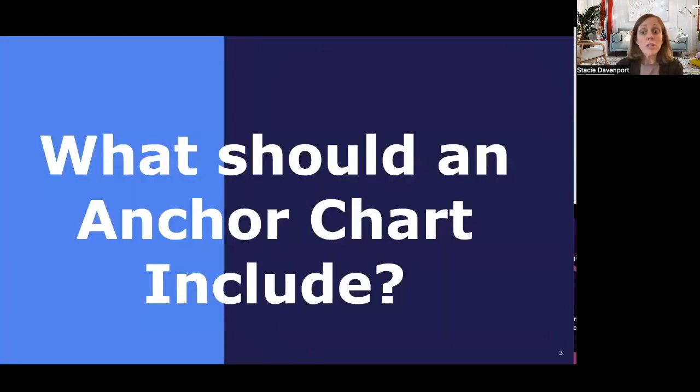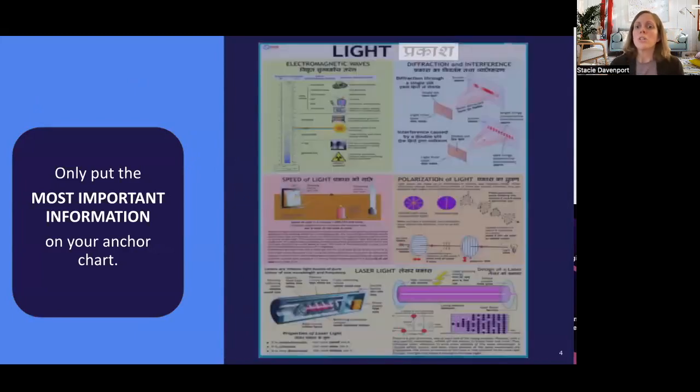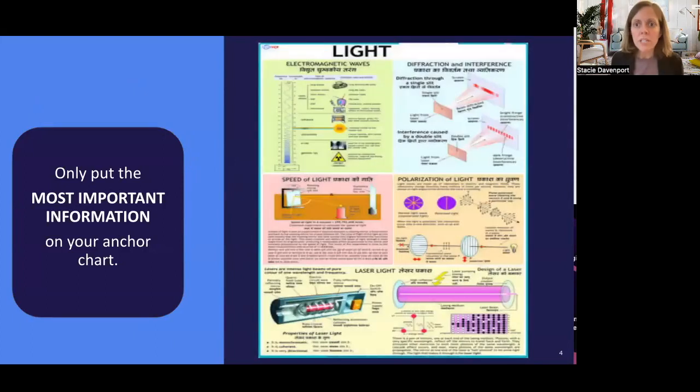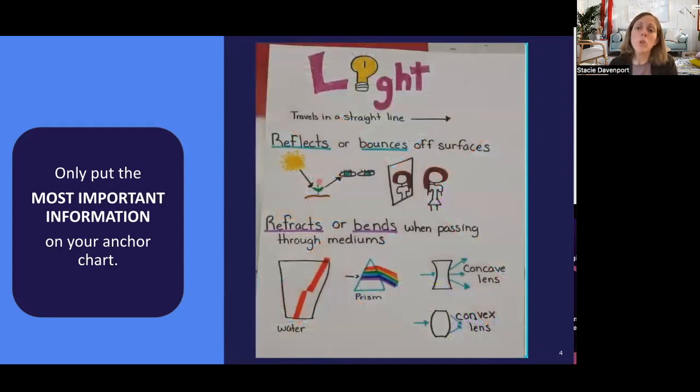What should an anchor chart include? I would say only the most important information should be on your anchor chart. So if we have an anchor chart like this, in a lot of places when I go around to the classrooms, a lot of science classes have something that looks like this. And this is too small for the kids to be able to read. They're not going to be able to really understand. If these were blown up and shown differently, you definitely want to have pictures, and you want to have examples, but you can't have too much on one chart. So I would say this is not your best example. But this one, if you were looking at light and then you show what light does, this could be a good way to show that.